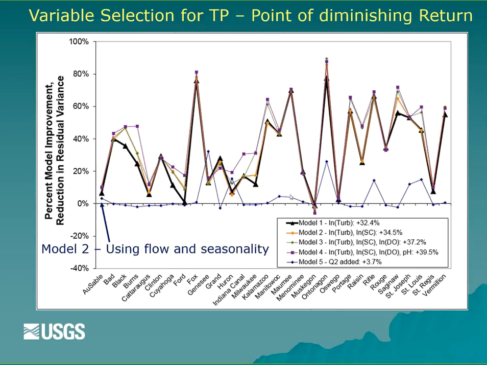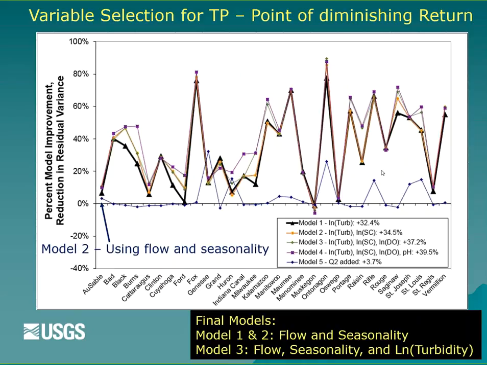Then we added specific conductance, and that brought it from 32%, an improvement of 32 to about 34%, so not much improvement. Then we added DO, got a couple more percent, and pH got a couple more percent. But really this was a point of diminishing return. We're adding these variables, we're getting very little improvement. So with that, we came up with the basic models that we considered for total phosphorus.